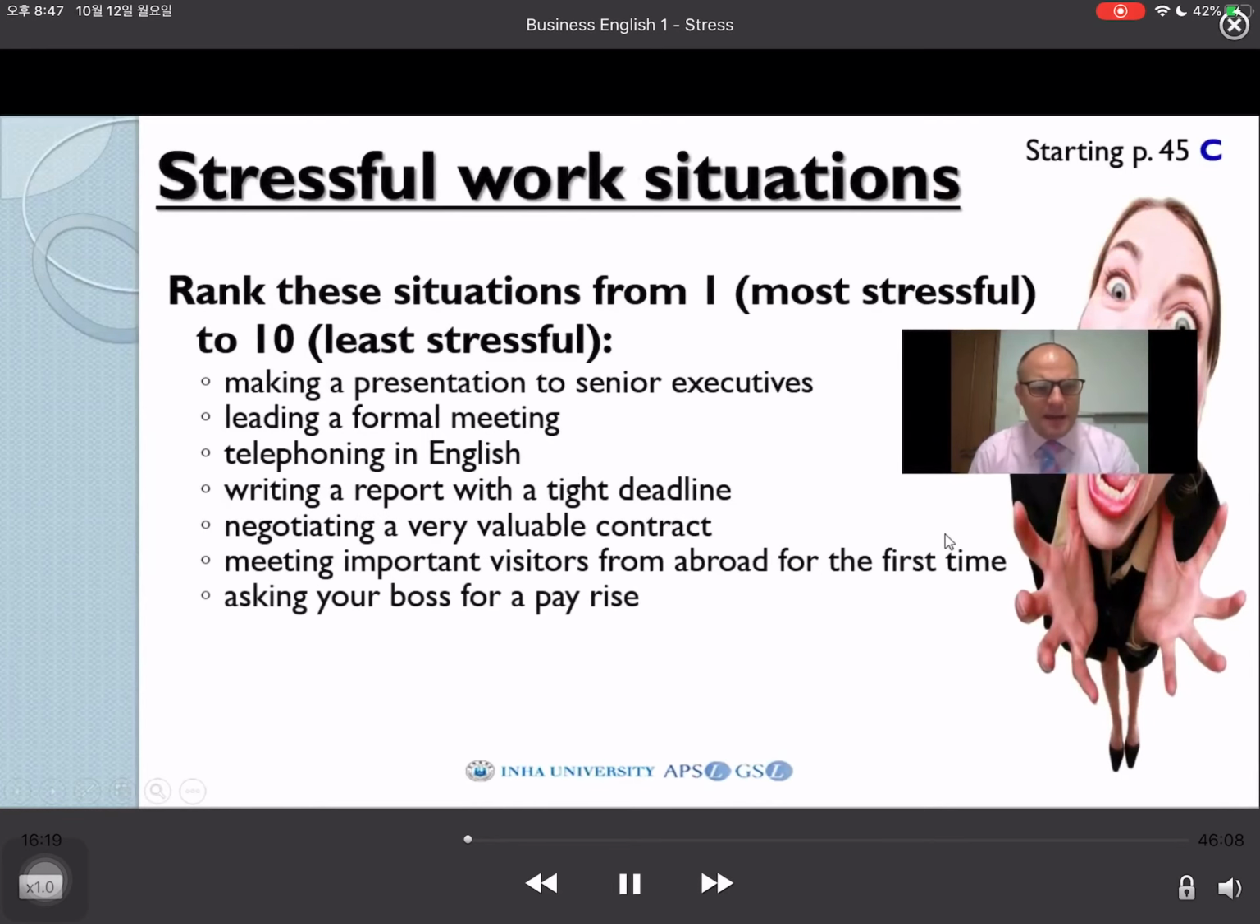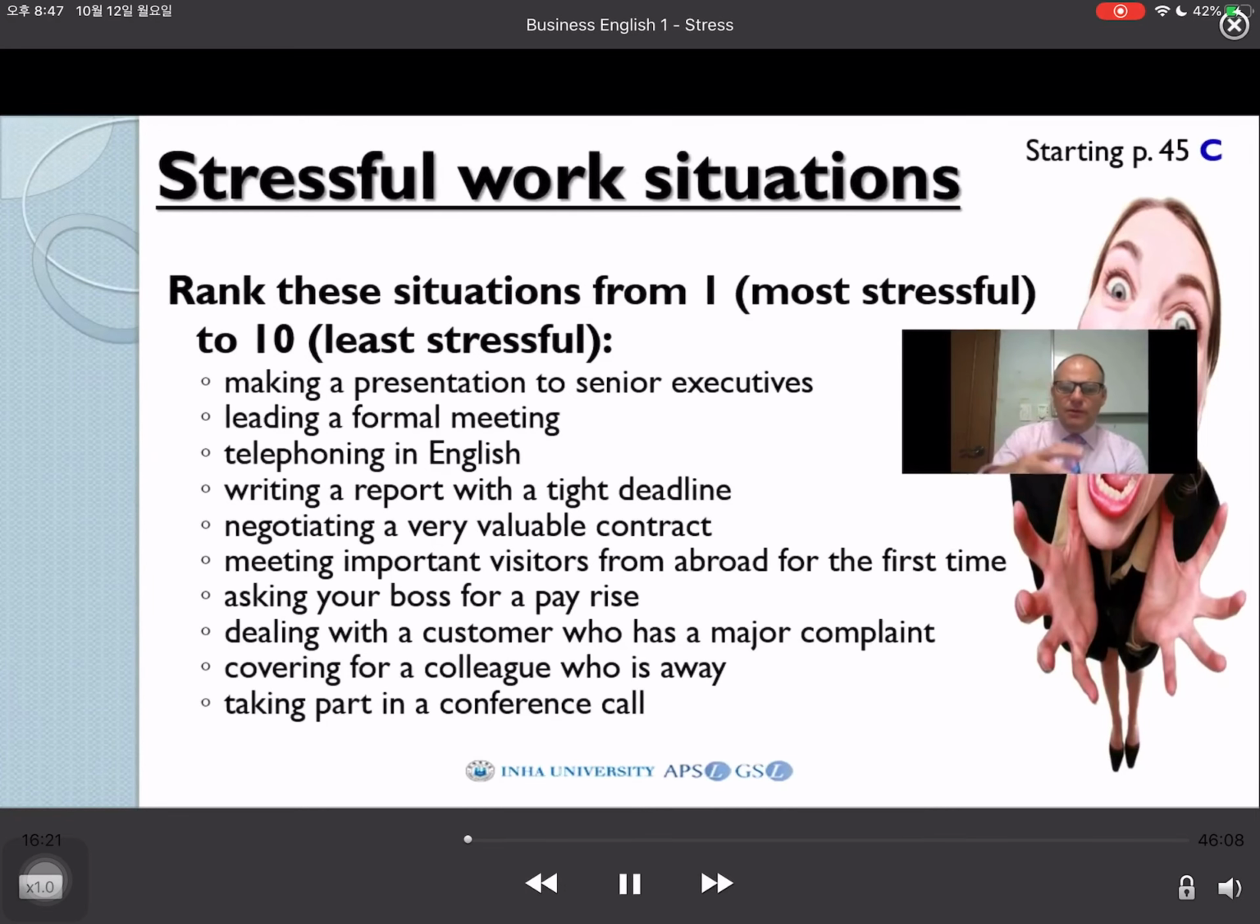And then we've got moving on to more business and work related stressful situations. See if you can rank them. What do you find most stressful, least stressful? Obviously for me, probably least stressful in there, telephoning in English. Not very stressful at all. If you change it to Korean, if I had to make some Korean phone calls, I think that would probably make my stress go a bit higher because my Korean's not so good.